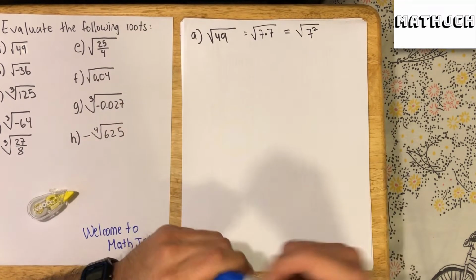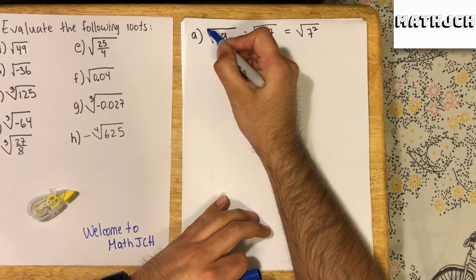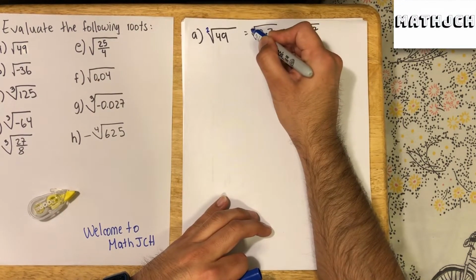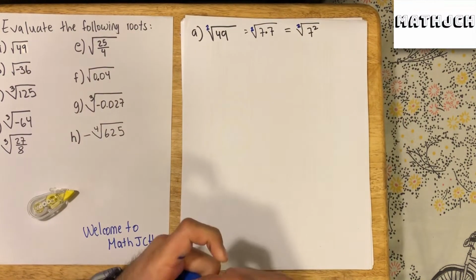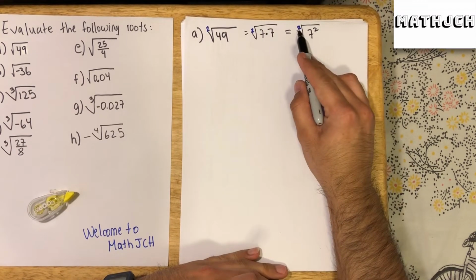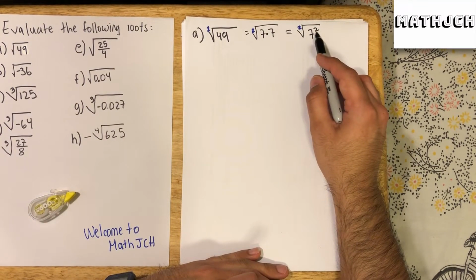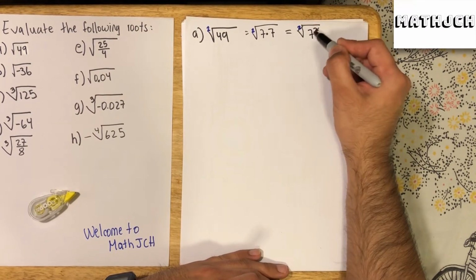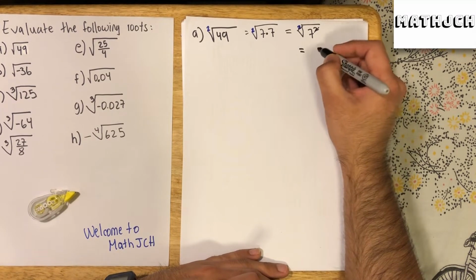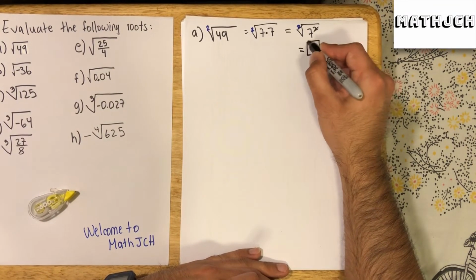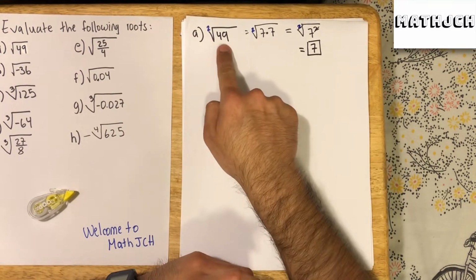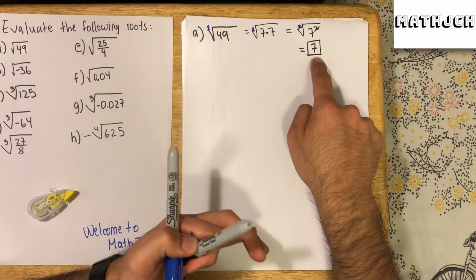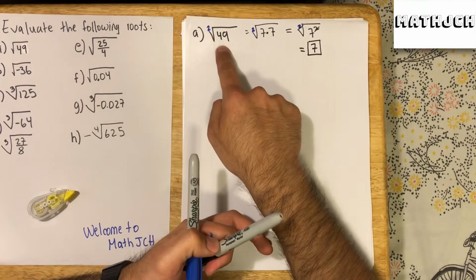Also, it is really important to know that when this number here, which is called the index, is not given, automatically it's an index of 2. When the index of 2 and the exponent of the number inside the root are the same, they will basically just cancel. So my answer will be 7. Or we could say the square root of 49, as you might know already, will be 7, because 7 multiplied by 7 will give us 49.